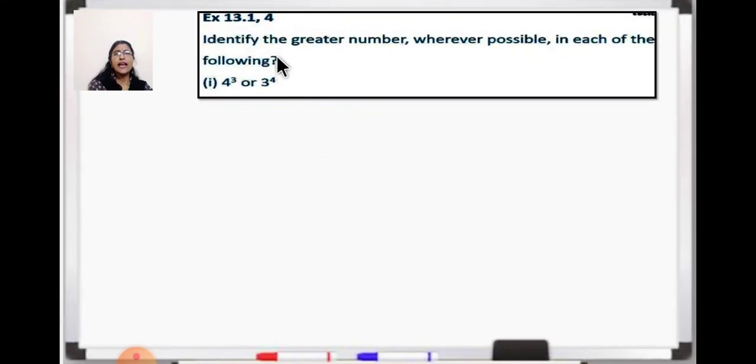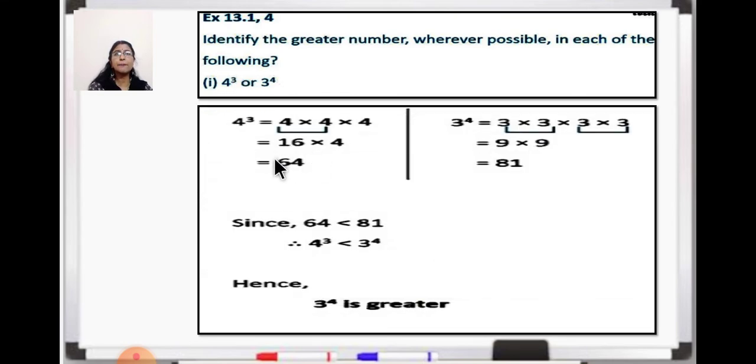Now next question, identify the greater number wherever possible in each of the following. So you have to identify which number is greater, 4 cube or 3 to the power 4. So we'll have to compare. So first 4 cube we will write 4 multiplied by 4 multiplied by 4, 3 times we'll write, and when we'll multiply this we'll get 64.